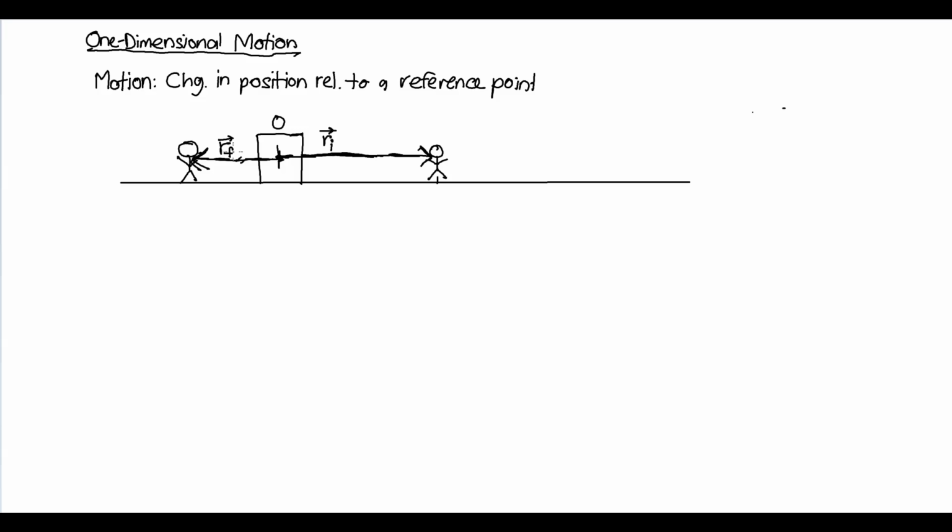And you can define the change in position to be equal to the final position minus your initial position. You could visualize your change in position as this. And if you were actually to do the vector subtraction geometrically, it would look like this: a large arrow pointing straight to the left because you moved leftward.